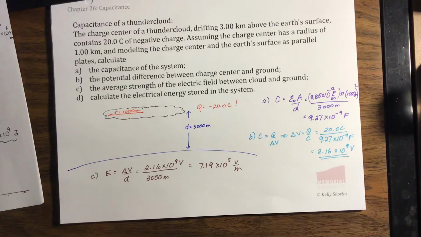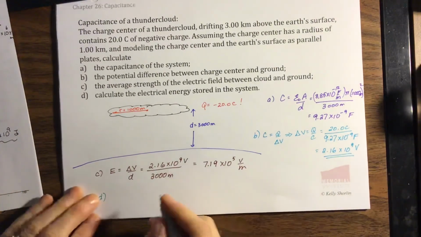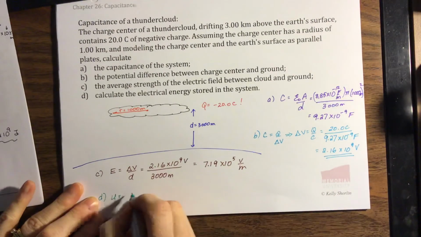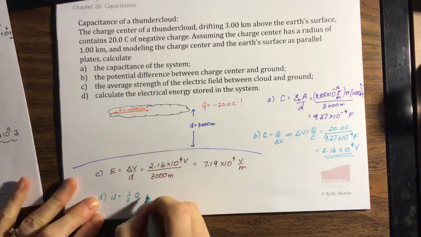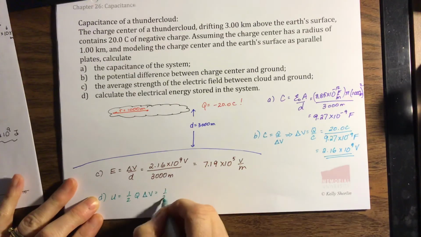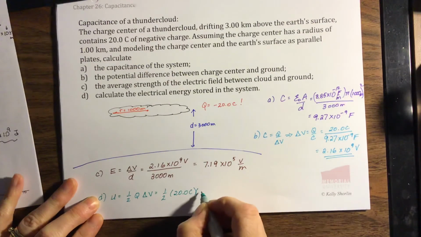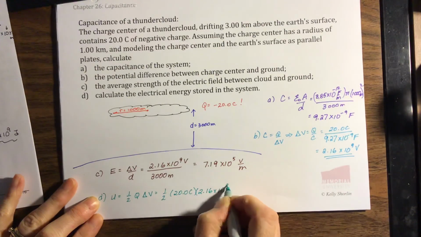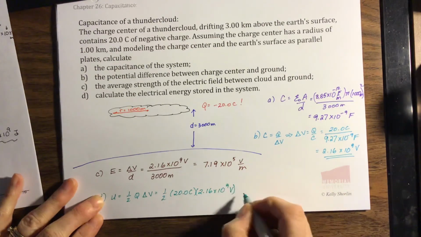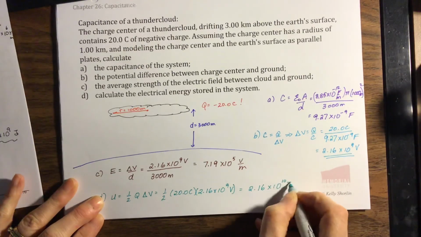So the electric energy stored in our system, we'll say that our electric potential energy U is equal to 1/2 times our charge times the potential difference. Let's put all these in. 1/2 times 20 coulombs times the potential difference of 2.16 times 10 to the 9 volts. That gives us 2.16 times 10 to the 10 joules.